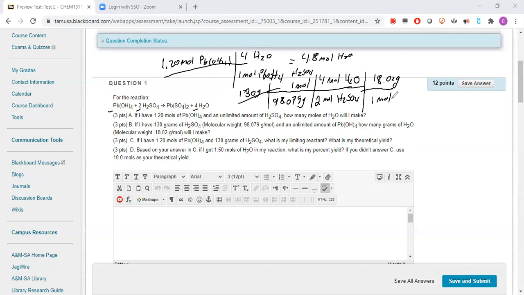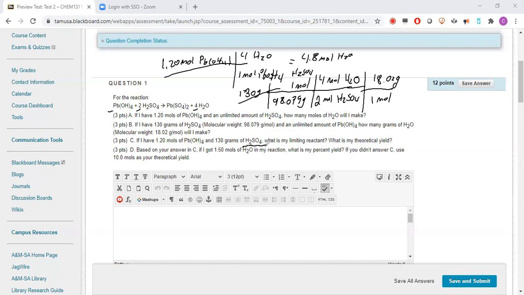C, I have 1.2 moles of lead hydroxide, 130 grams of H2SO4. What's my limiting reactant? All right, so in A and B, I actually set you up for C, right? If you knew what you were doing, you didn't have to do any calculations in C. What you should find is that H2SO4 makes less water than lead hydroxide. So the limiting reactant is H2SO4.